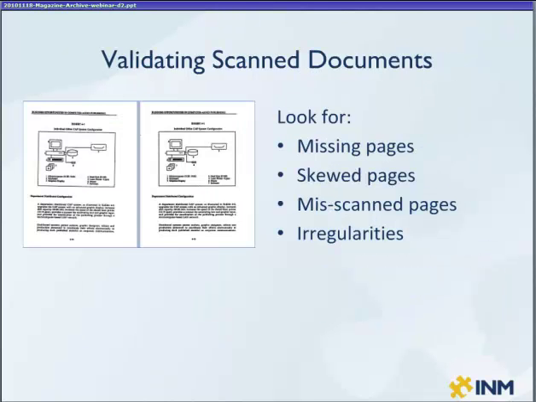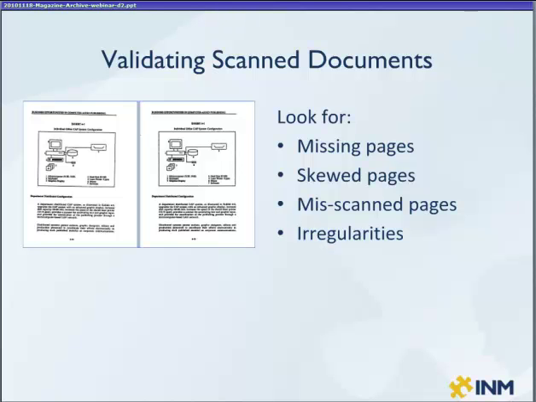Once you've completed scanning your documents, and regardless of which technology you've used for scanning, it's important to take a sampling of the documents and validate them. Common things that you're going to want to look for are missing pages, skewed pages, misscanned pages where portions can show up as being blank or only partially scanned, as well as other minor irregularities such as resolution, font problems, color issues, and so forth.